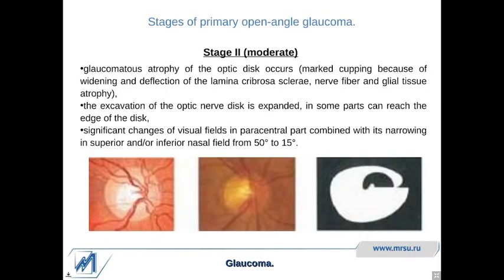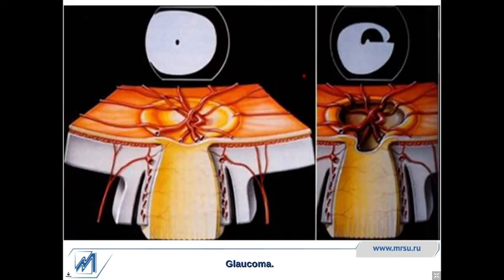Here you see the visual field scheme, and here the normal disc with normal visual field, and the changed visual field with changed optic disc. Here you see the deeper variant of excavation, and wide too. It's a normal disc.